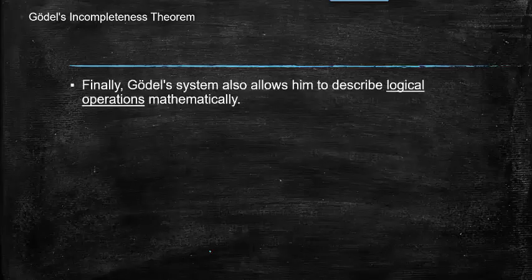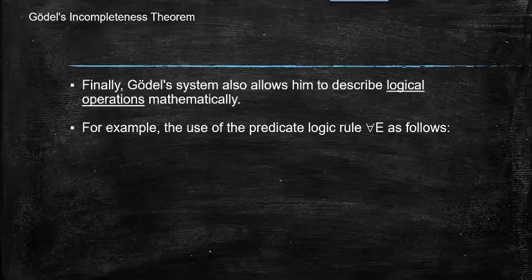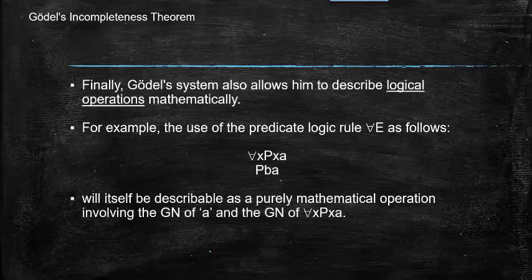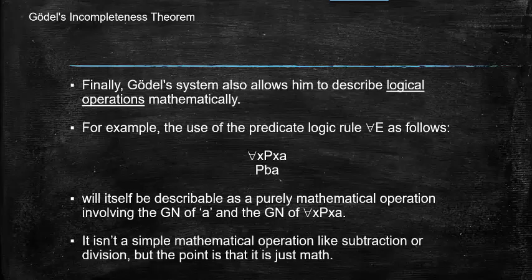Finally, Gödel's system also allows him to describe logical operations mathematically. For example, the use of the predicate logic rule, universal elimination, as follows: will itself be describable as a purely mathematical operation involving the Gödel number of A and the Gödel number of, for all x, pxa. Of course, it isn't a simple mathematical operation like subtraction or division, but the point is that it's just math.